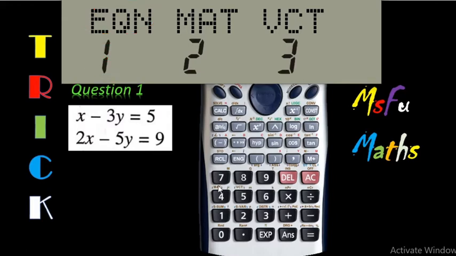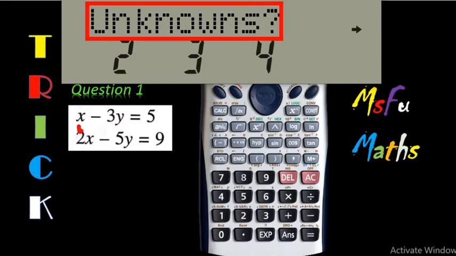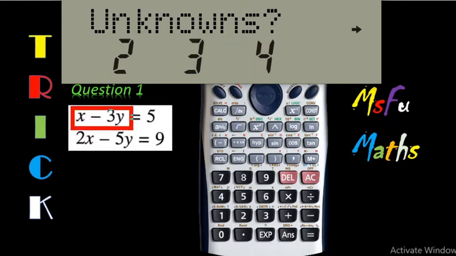How to get this function? We press number 1 and then you can use this function. Then you can see here unknowns, which means how many unknowns your simultaneous equations have. This calculator can do up to 4 unknowns, but the normal calculator that we use in school can do up to 3 unknowns. In this case we only have 2, so we choose 2 unknowns. So we press 2.